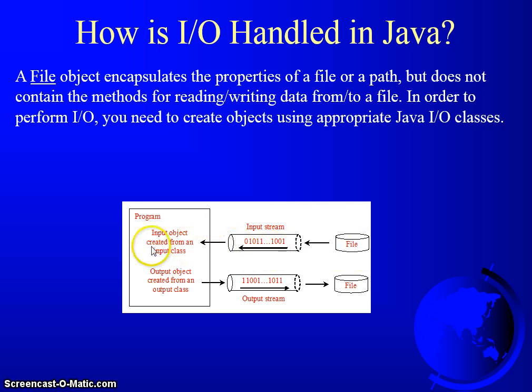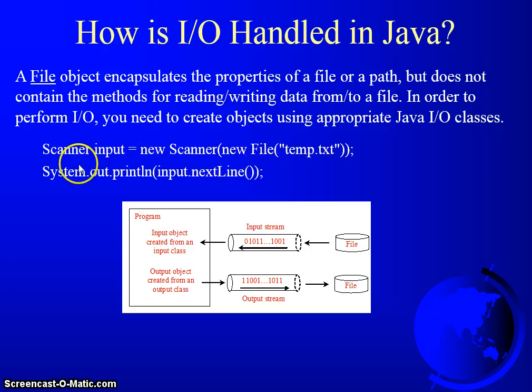So you read input, you create an object and store that 1001. When you want to write, you just output the object and store it back to the file directly. A File object encapsulates the properties of a file or a path, but does not contain the methods for reading or writing data from or to a file. So in order to perform input-output, you need to create objects using appropriate Java input-output classes. That's why we need to create an object. Then we can perform operations.